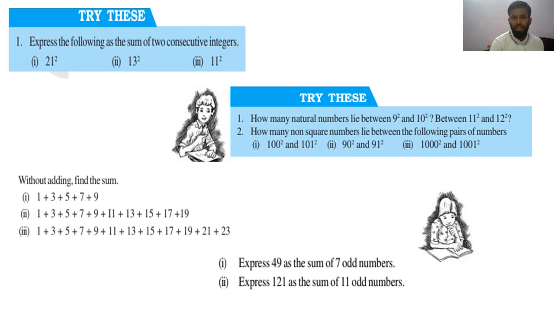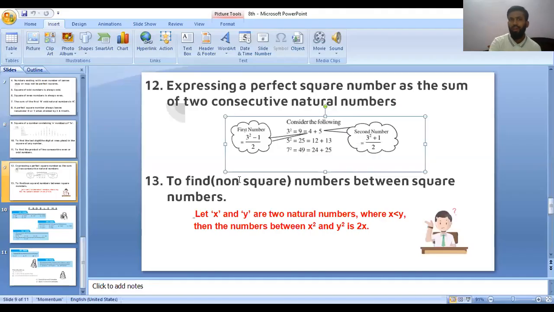Next question. This is based on the very last property, property number 13, according to the slides that I discussed today. How many natural numbers lie in between the square of 9 and the square of 10? If I have the square of 9 and the square of 10, how many numbers would be there? If you remember the very last property, how will you solve this? Remember this: double of the smaller one.